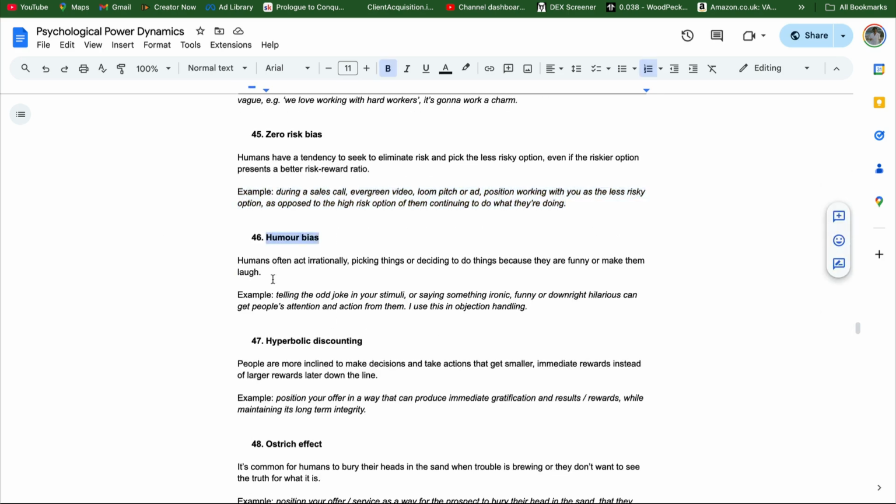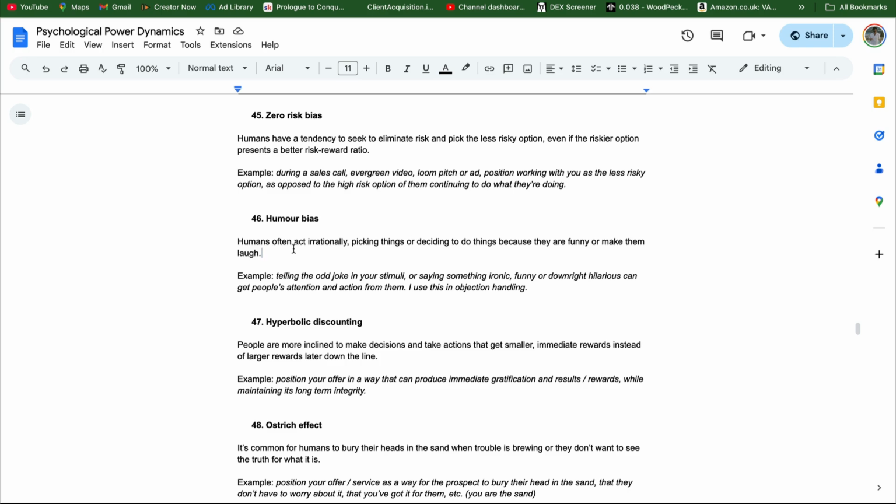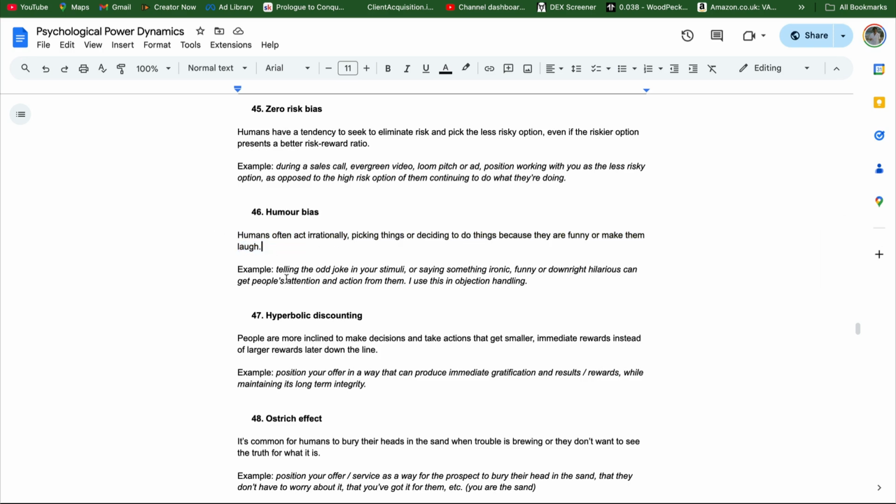46, humor bias. Humans often act irrationally, picking things or deciding to do things because they're funny or make them laugh. It's why meme culture is so big. It's why shit coins and meme coins do so well. Example, telling the odd joke in your stimuli or saying something ironic, funny, or downright hilarious can get people's attention and action from them. I use it in objection handling. I even do this at the end of YouTube videos, right?